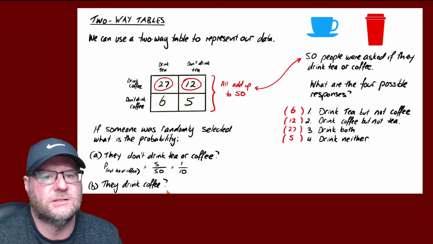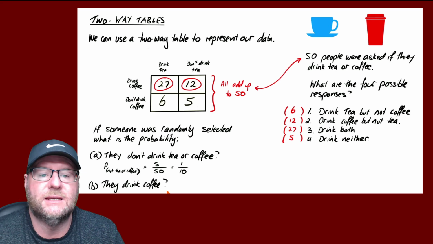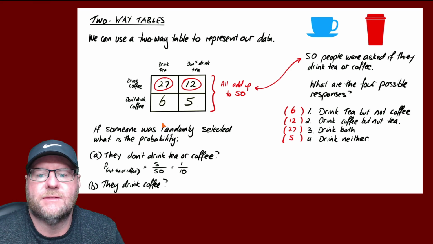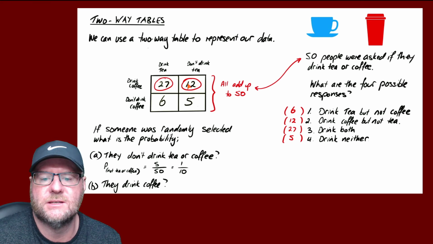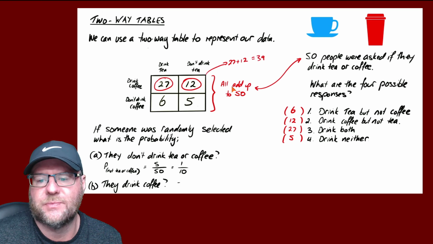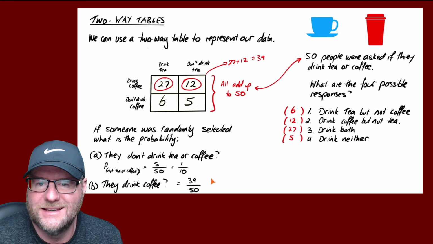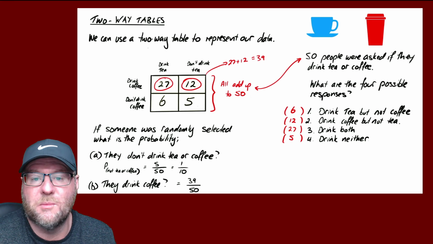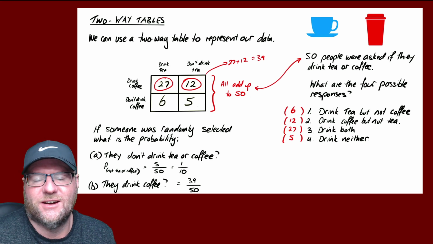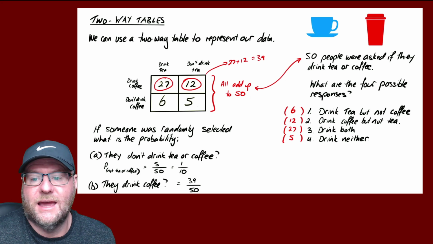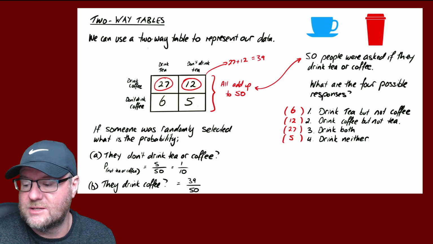And the question says, what's the probability that they drink coffee? So they are in one of these two boxes. So I have to add these numbers together. And when I add them, I get 39. So there's 39 successful outcomes out of the 50 possible. So the probability is 39 over 50. And that's how we can create a two-way table and use it to calculate some probabilities. Well done.